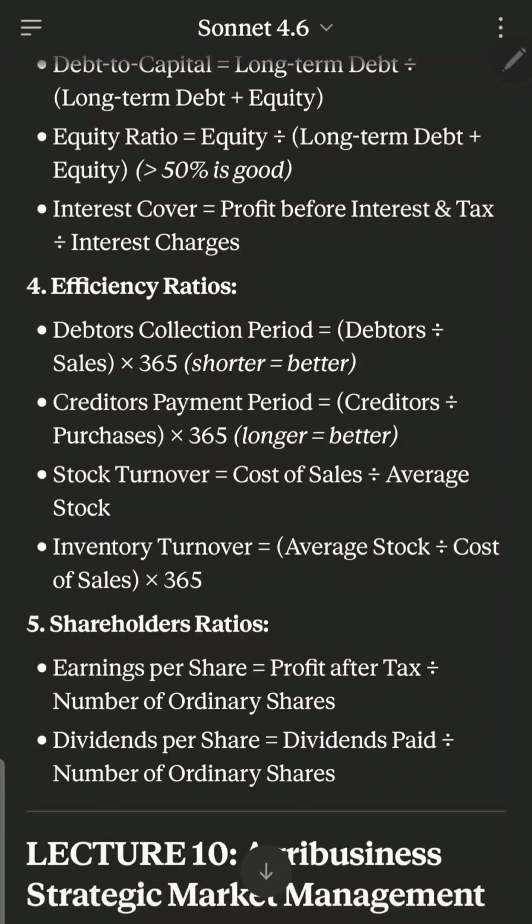Then inventory turnover is sort of the opposite of stock turnover, times 365. There's stock turnover and inventory turnover. Stock turnover is the number of times you buy and sell. Inventory turnover is how many days stock stays with you in the shop, which is average stock now goes up and cost of sales comes down, times 365.